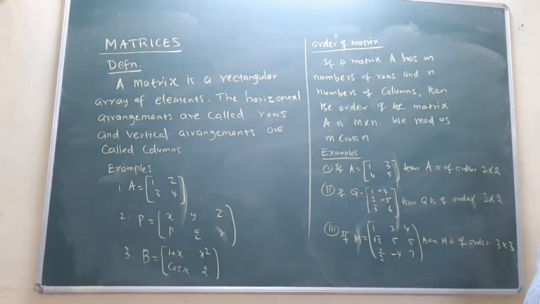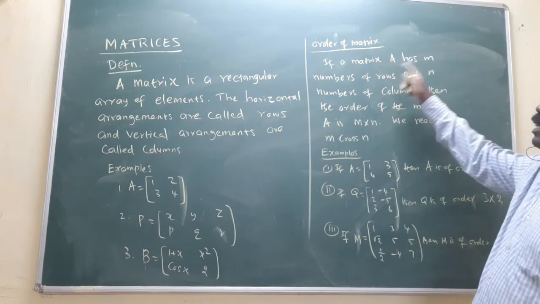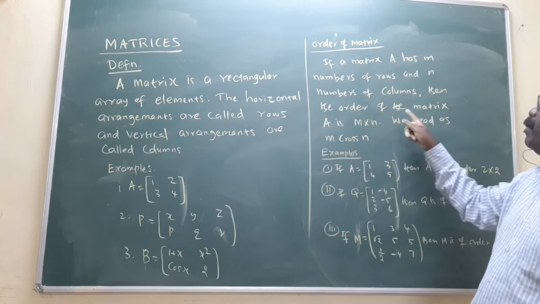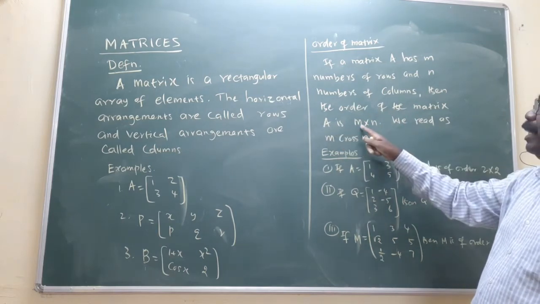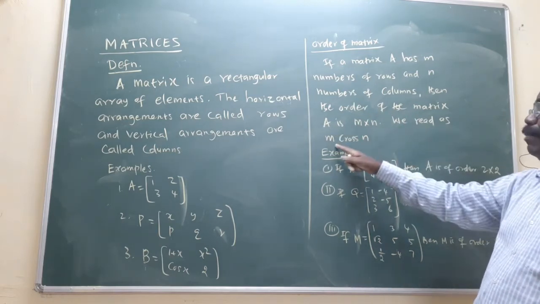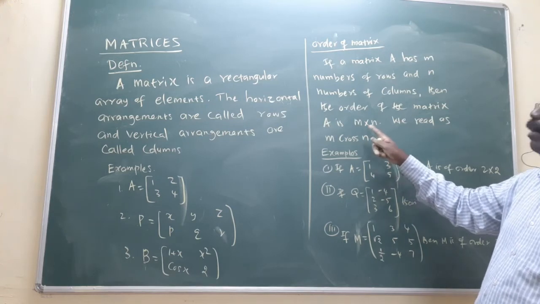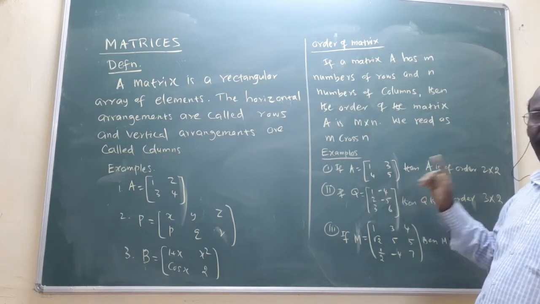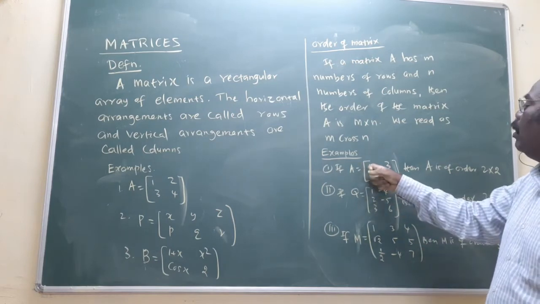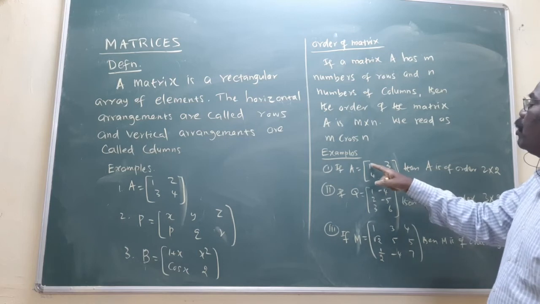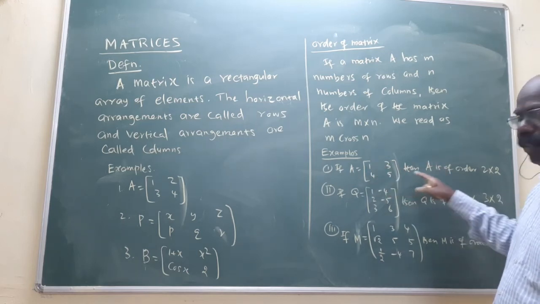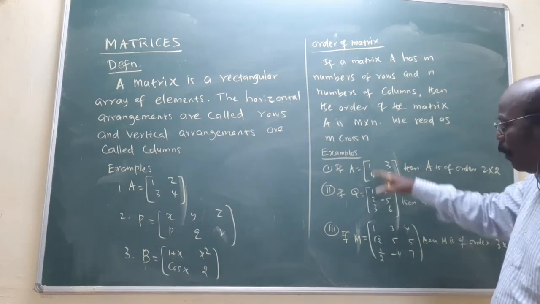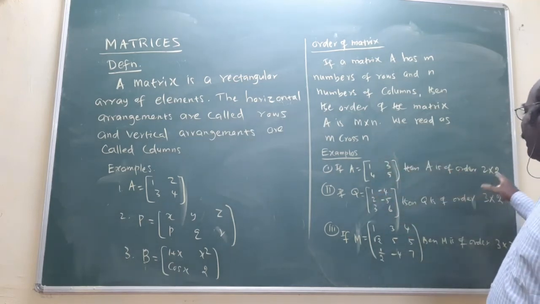Now, order of the matrix. One more concept to explain. If a matrix A has m number of rows and n number of columns, then the order of the matrix A is m cross n. It is m cross n, not m into n, m cross n. For example, one matrix A, 1, 3, 4, 5. Now, this is called what? This is called first row, second row. Number of rows, 2. Number of columns, 2. 2 cross 2 is the order.